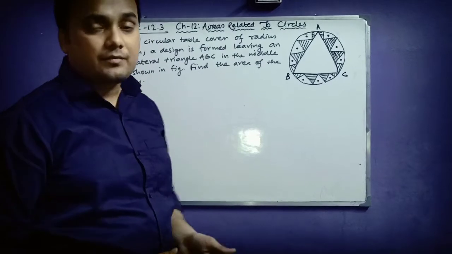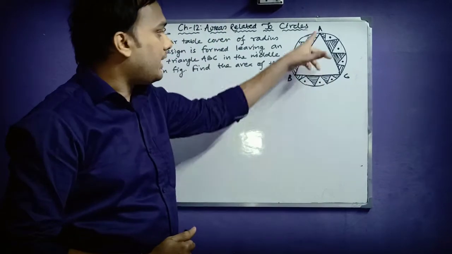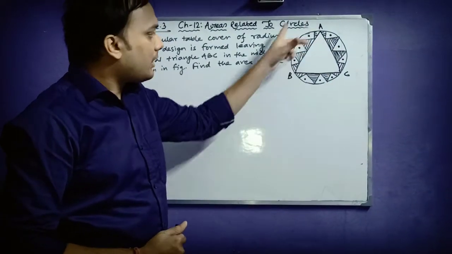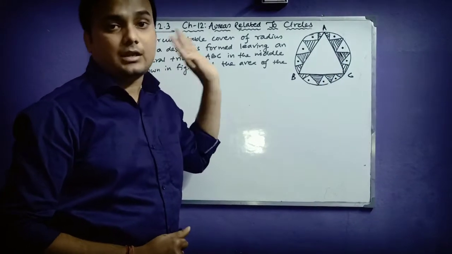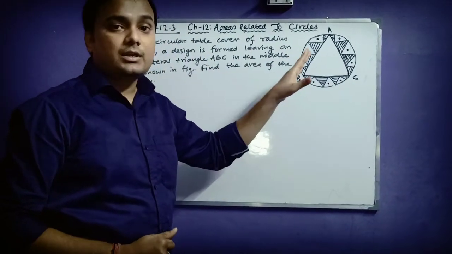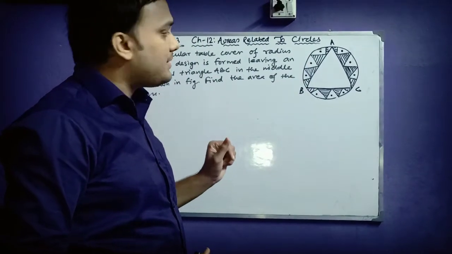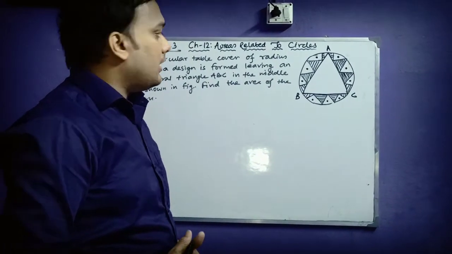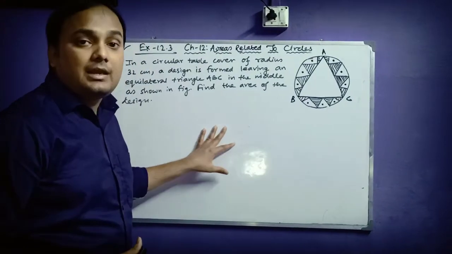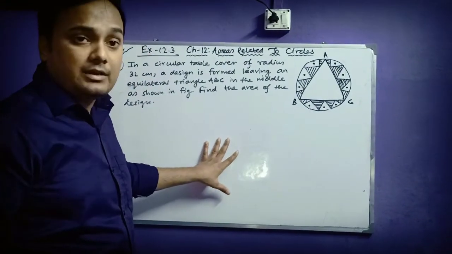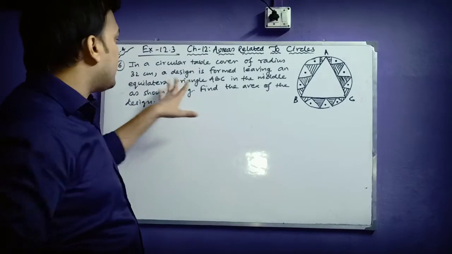In order to find the area of the design, we need to subtract the area of the triangle ABC from the entire area of the circle. The remaining portion is the design portion. So we need to find the area of the equilateral triangle ABC and the area of the circle. Area of the circle can easily be evaluated because the radius is known to us, which is 32 centimeter.